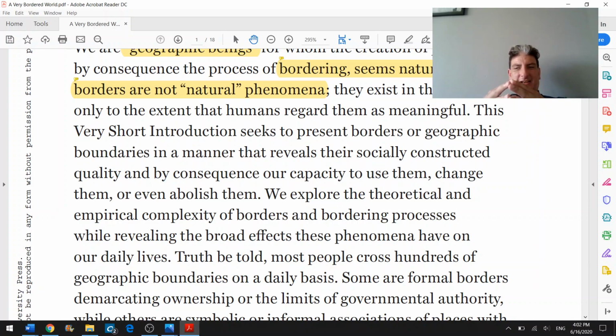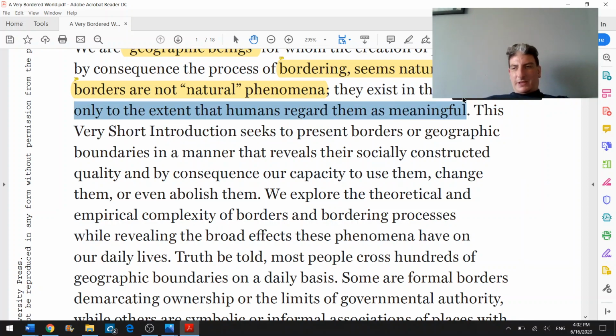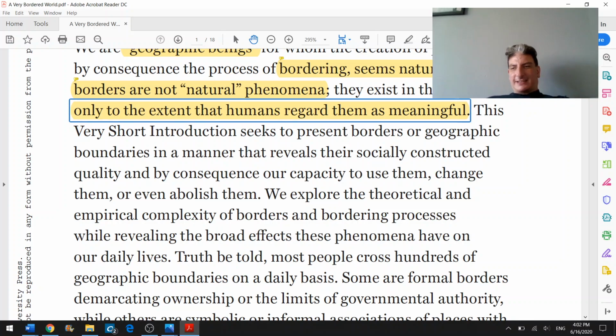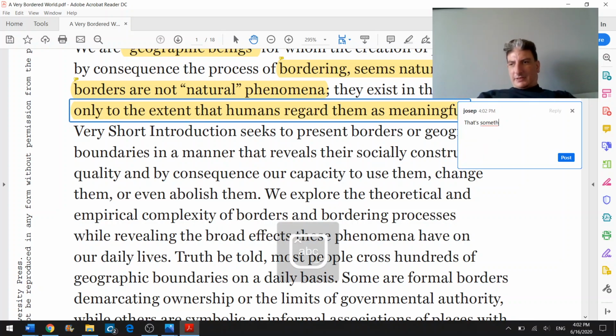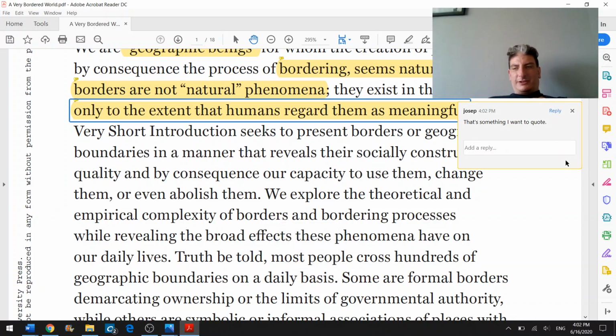But borders are not natural phenomena. They exist only to the extent that humans regard them as meaningful. So I want to write that down. That's something I want to quote. I always look for things that I want to quote. I don't read just to read. I always look with an intention in mind to put things down that I can quote. Only to the extent that humans regard them as meaningful.